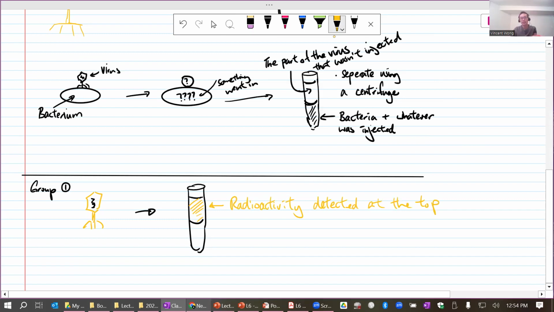Okay. So what does this tell them? They're like, okay, we only label the proteins because we use S35. We only label the protein, and we only detect the radioactivity at the top. The top represents the part that did not go in. Okay, so conclusion here.